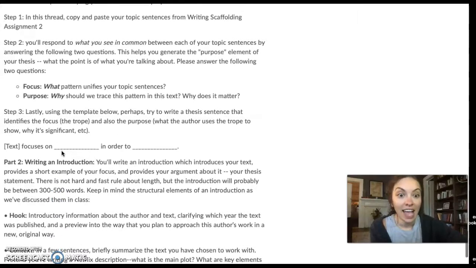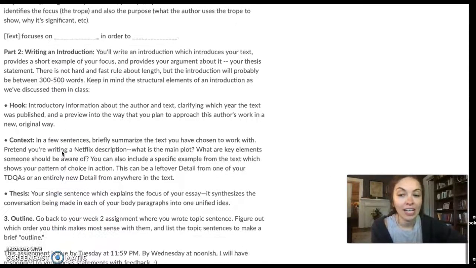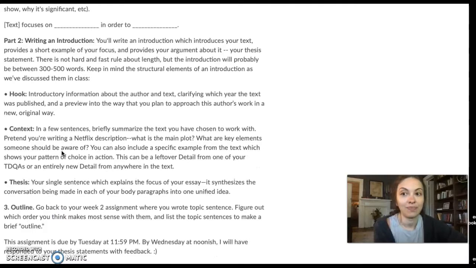But then finally, after you've done all that brain work, I am asking you to also write an introduction. The instructions are pretty clear here, so I won't read all this to you right now, but it tells you exactly what I want your introduction to look like. Keep in mind, I'm actually going to delete this sentence. Don't worry about the outline part. You'll finish with the thesis. I'm going to delete that sentence from this instruction, so sorry about that.